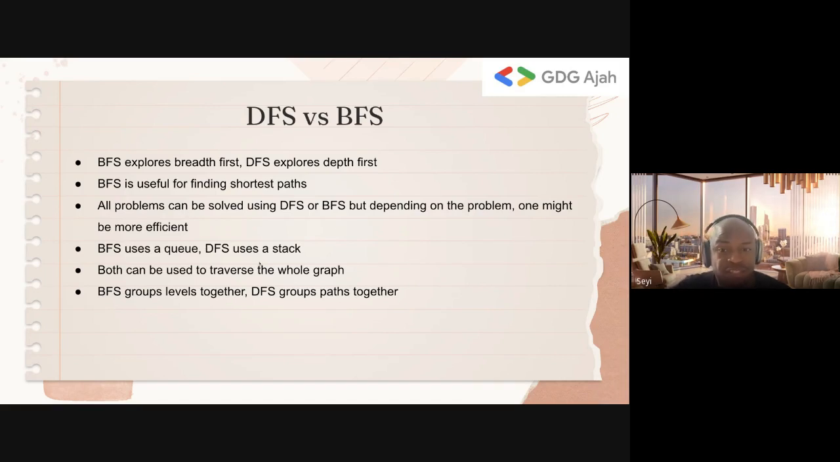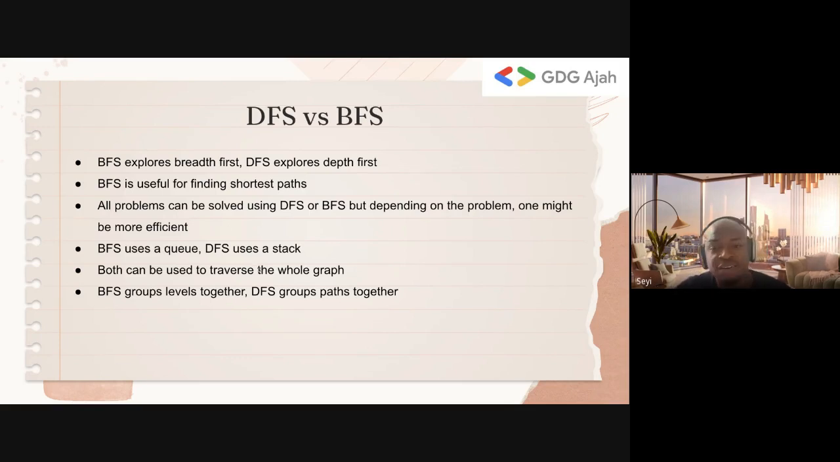Now, there are two types of DFS. There's iterative DFS and there's recursive DFS. Recursive DFS is using recursion. Iterative DFS is using a stack, and it's similar to BFS by replacing the queue with the stack. That's the only difference between the two of them.